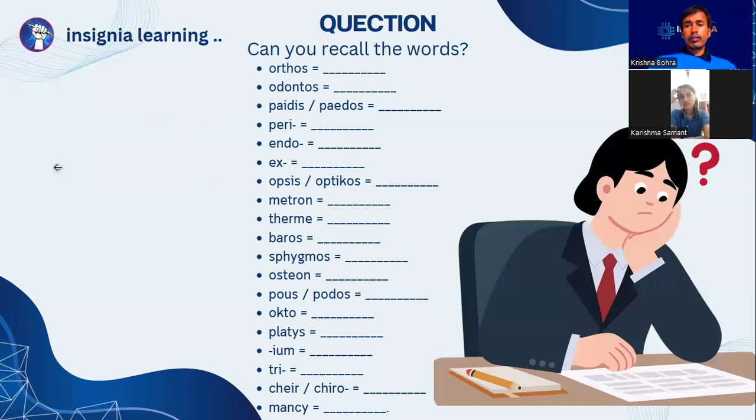Peri means around. Periphery basically means around the circle, if you are talking about the circle. Okay. Can you tell what endo means? Endo means within.